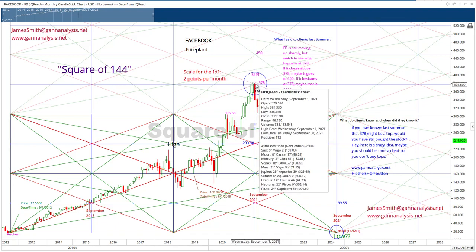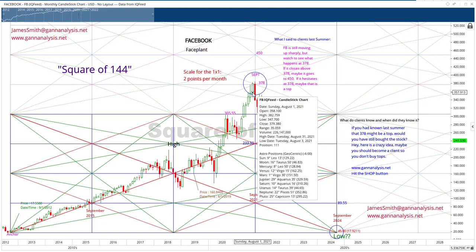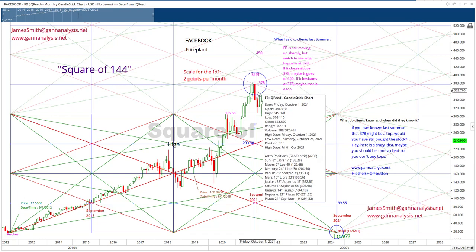And what I told my clients last summer is right here. I haven't changed this. This is exactly what I said. Facebook is still moving up sharply, but watch to see what happens at 378. If it closes above 378, maybe it goes to 450. If it hesitates at 378, maybe that is a top. So we don't have a crystal ball here. We didn't know for sure that would be a top. We did know that it was active resistance, and if the stock can't get above it, it's going to sell off.